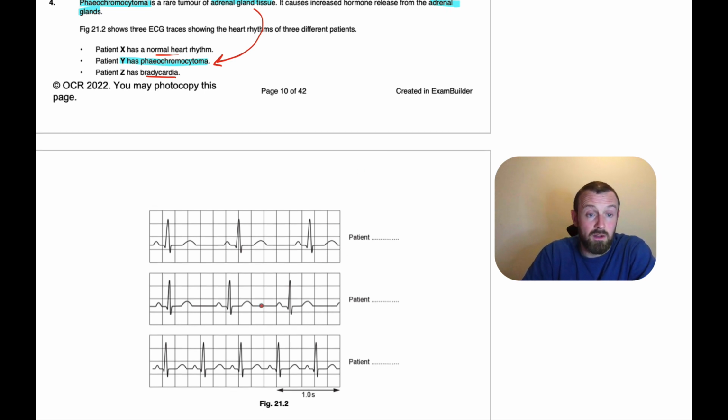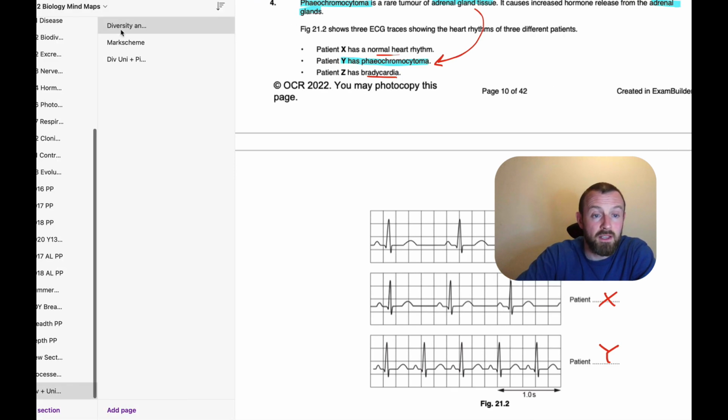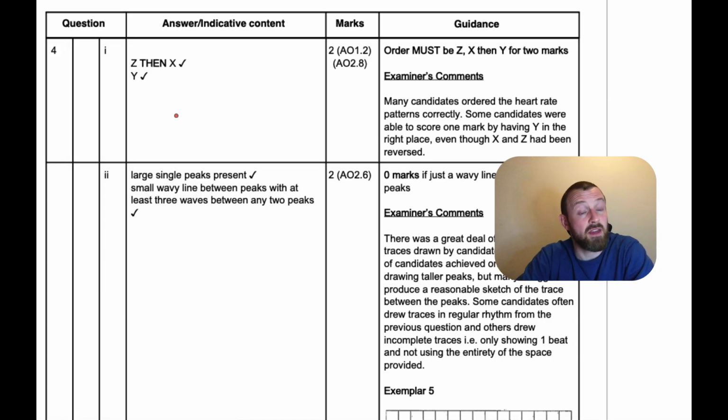The normal one is this one. It's kind of the middle one. The slower one is the top one. And then the faster one is going to be this one down the bottom. So that would be Y. So Z, X, and Y. And that's for 2 marks. Yeah, Z then X for the first mark and Y for the second mark.